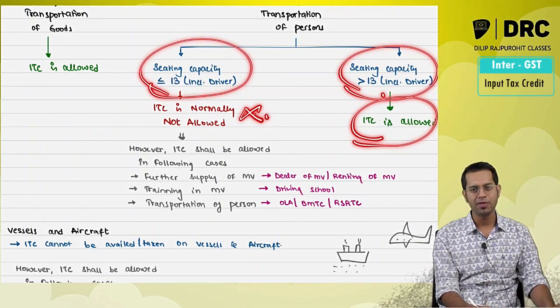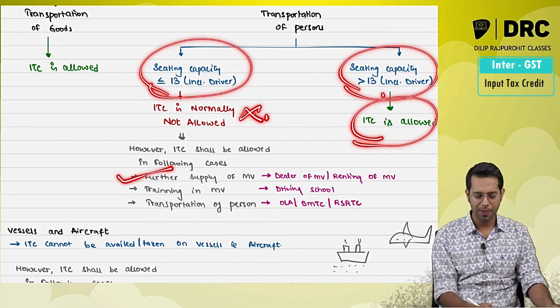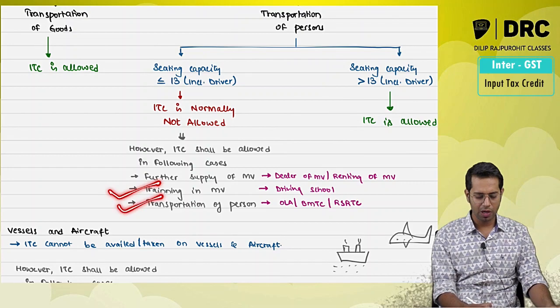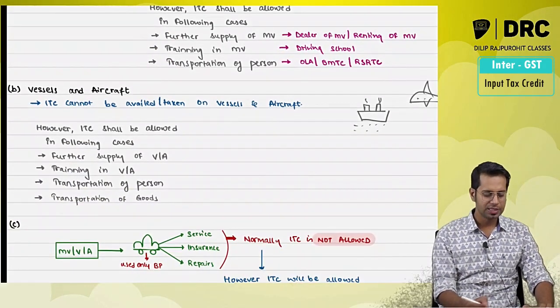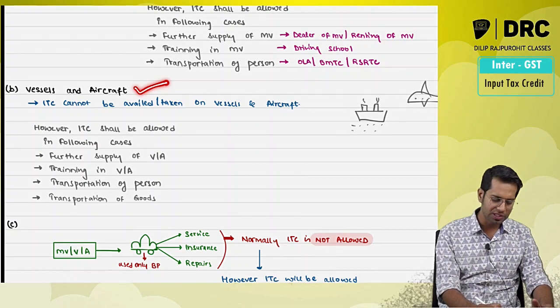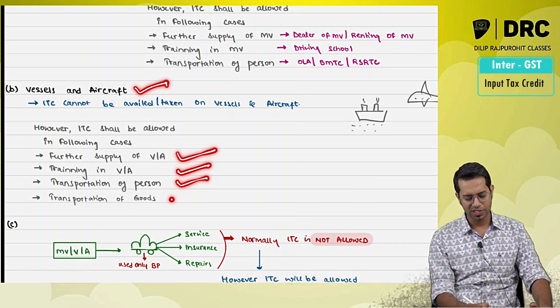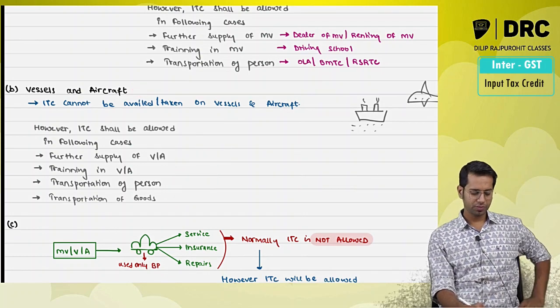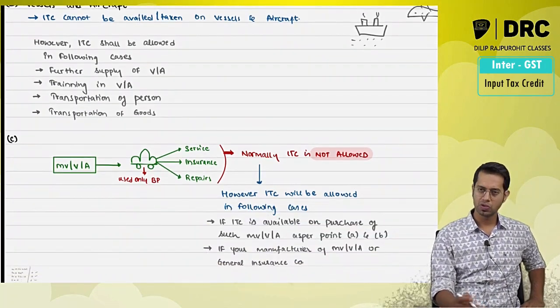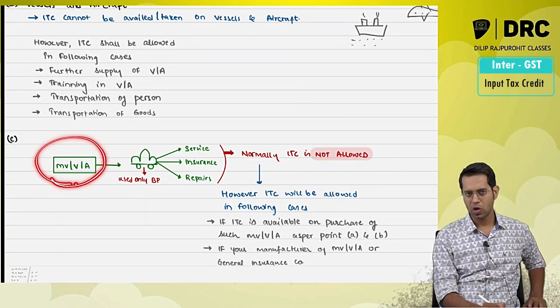However, ITC will be given on a motor vehicle having less than 13 seater capacity if it is used for further supply of motor vehicle, training in motor vehicle, or transportation of persons. Similarly, ITC is blocked on vessels and aircraft. You cannot take input tax credit on vessels and aircraft. However, if it is used for further supply of vessels and aircraft, training of vessels and aircraft, transportation of persons and transportation of goods, then you can take input tax credit. Now normally motor vehicle, vessels, aircraft, you cannot take input tax credit.